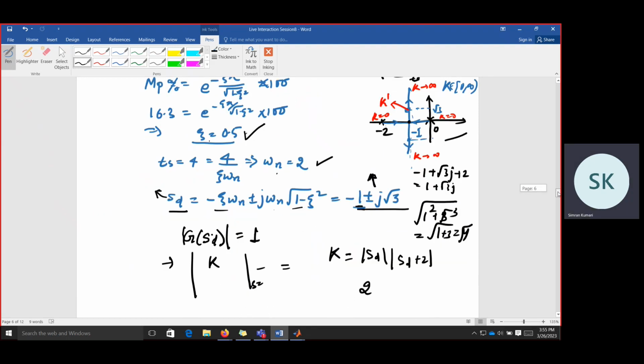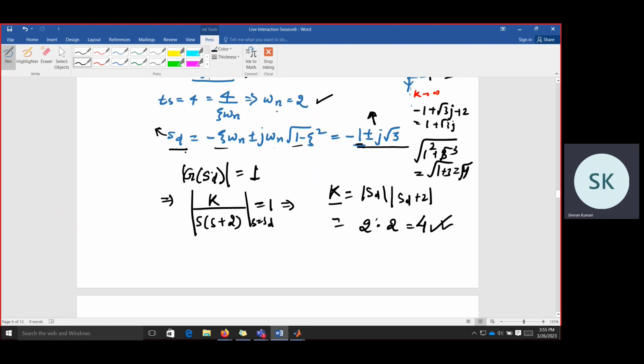Since the root lies on the root locus, it would satisfy the magnitude criteria. What is the root locus? It's just the movement of the closed loop poles, which satisfy the criteria that the angle of G should be minus (2n plus 1) times 180 degrees, and the magnitude should be 1. If this is unity feedback, this is the overall thing. If it is with a different feedback, there will be a feedback transfer function H, which will be multiplied. So this is the magnitude criteria that has to be satisfied.